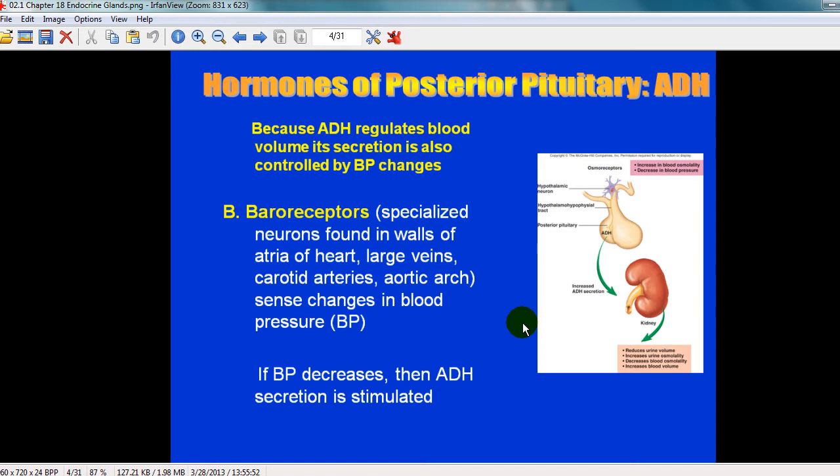All right, so hormones of the posterior pituitary, as I've mentioned, then a quick recap would include ADH, which regulates blood volume. Its secretion is also controlled by blood pressure changes as well, and dehydration mechanisms. The baroreceptors that are associated with this ADH release are specialized neurons found in the wall of the atria of the heart, large veins, carotid arteries, the aortic arch, and these all sense changes in blood pressure and help to detect this by a stretch reception or lack thereof.